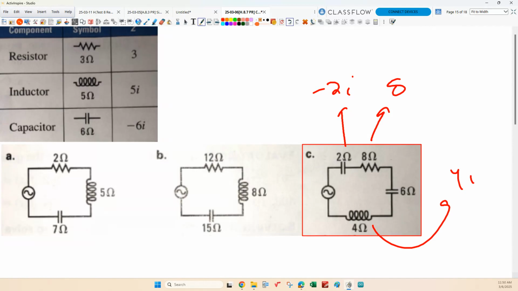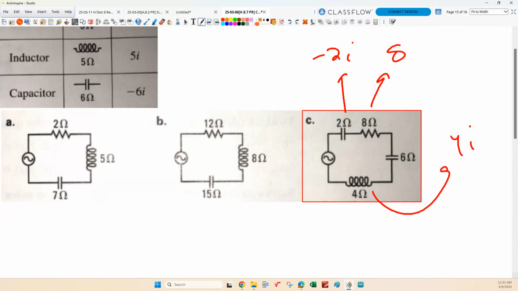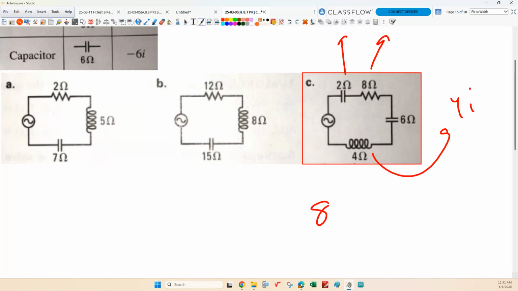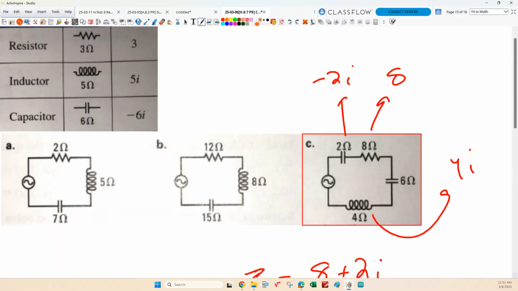Yeah, so if I add all those up, what do I get? Eight plus 4i minus 2i. The complex impedance, Z, is just 8 plus 2i. Okay? So it's a complex number. Now, how do you know how big that is? This is something kind of cool.